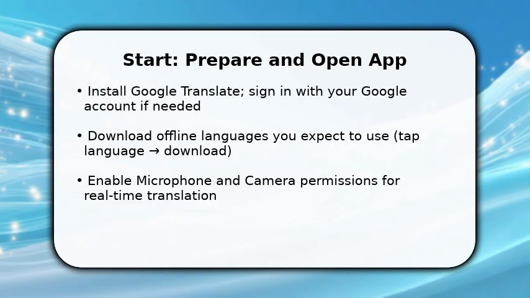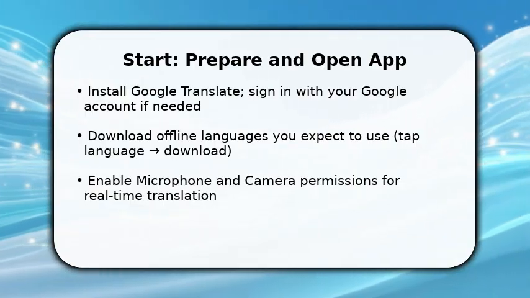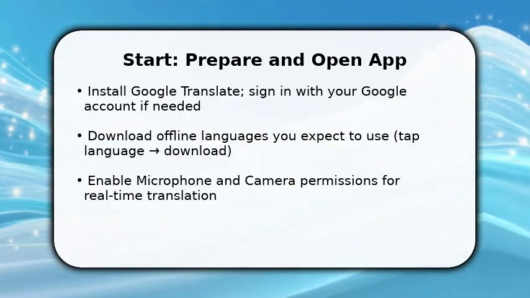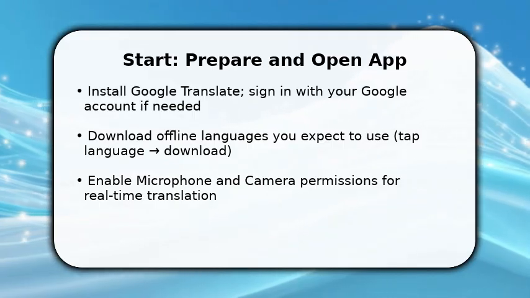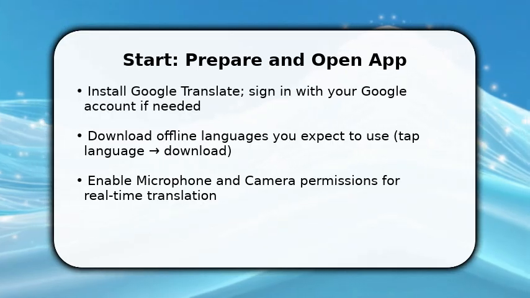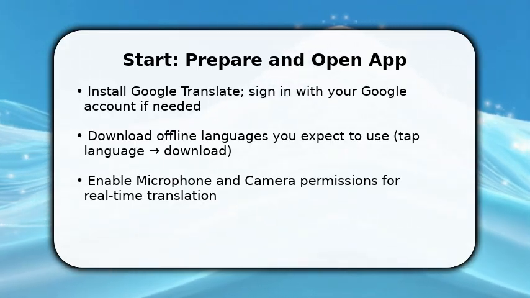You're about to get translations that work even without reliable data. First, open Google Translate and download the offline language packs you'll need. This saves data and ensures instant results. Once done, grant microphone and camera access so you can speak, point, or scan signs. Make sure auto updates are allowed so features stay current. These quick steps get you ready.